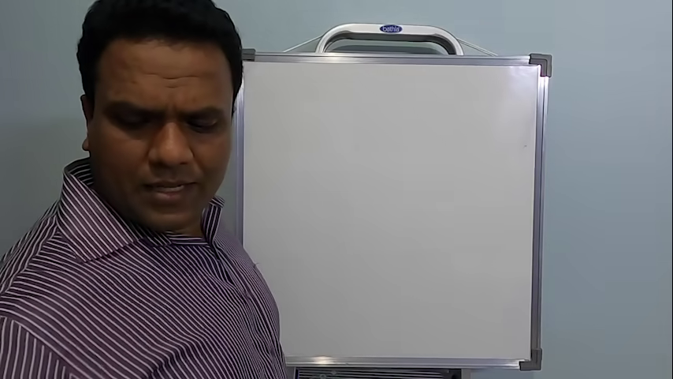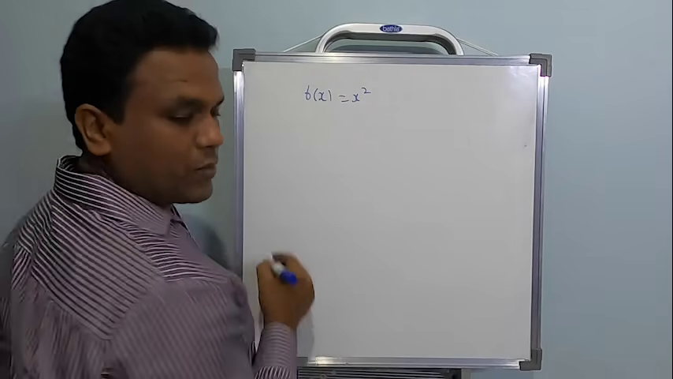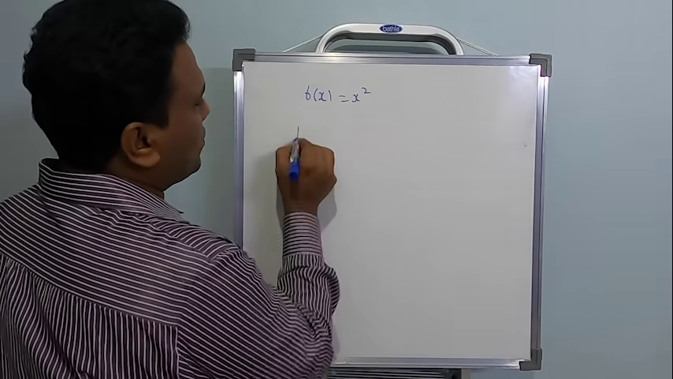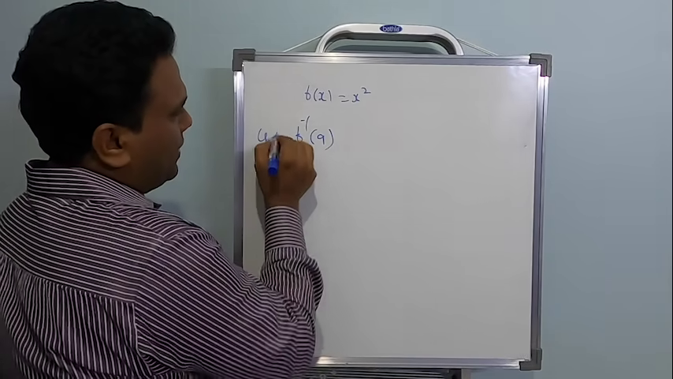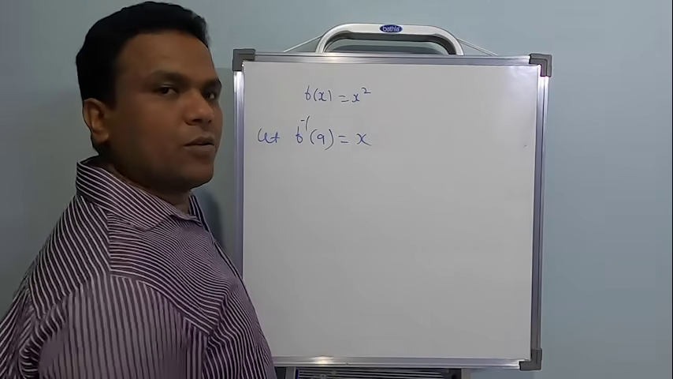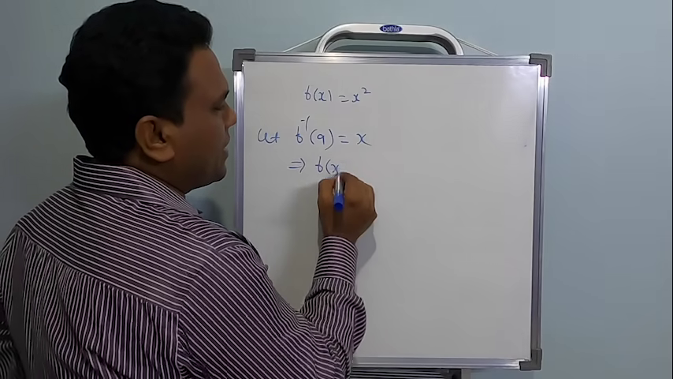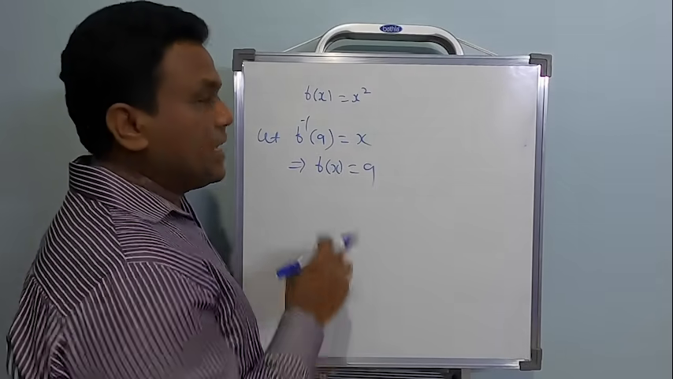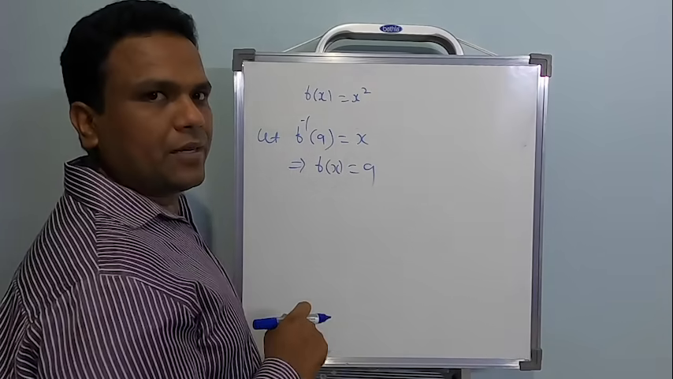These are worked examples actually. One of the problems is f of x equal to x square. Then you need to find something called f inverse of 9. We don't know f inverse of 9. Let me assume f inverse of 9 equal to x. Then this suggests that f of x will be equal to 9. If inverse of 9 is x, then f of x will be equal to 9.